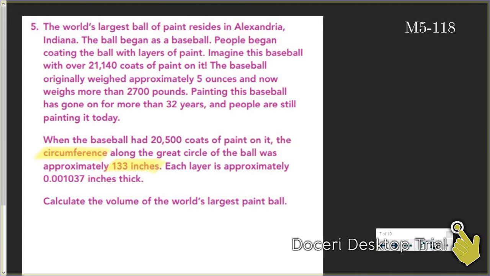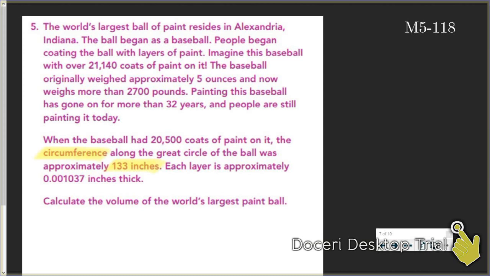All right, so hopefully on question number 5, you realized that the first part wasn't that important, that whole first paragraph. The information we needed in order to solve this was given in the second paragraph, where it said that the circumference along the great circle was 133 inches. That's information that can help us solve this.